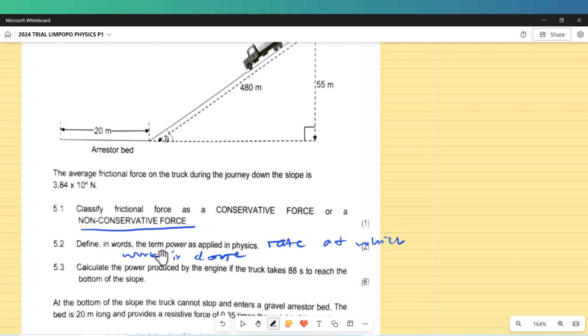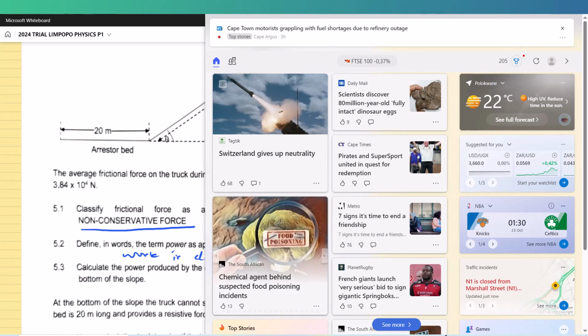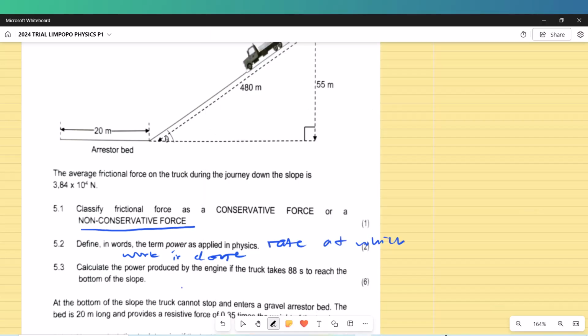I repeat, calculate the power produced by the engine if the truck takes 88 seconds to reach the bottom of the slope. So what do we do here? Now in this case, what do we know? Power is given by the work done by the force of the engine, which I call applied force, divided by the change in time.